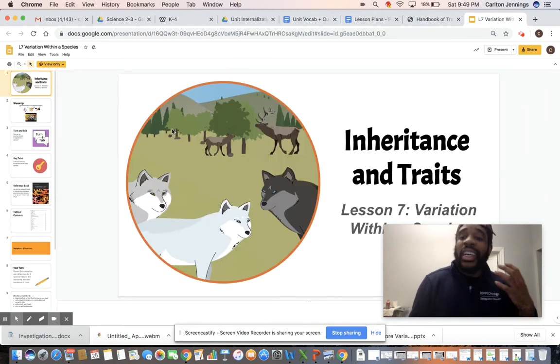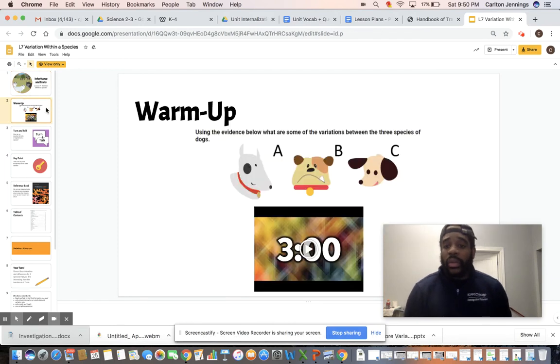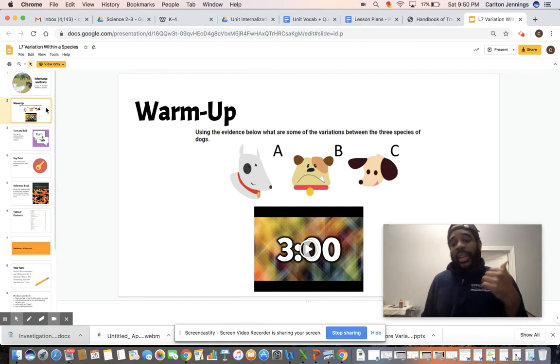So, still focused on inheritance and traits, so we can go back to Yellowstone National Park and figure out why wolf 44 is a different gray than the other wolves. We have a quick warm up here. I want you to use evidence below and figure out what are some similarities and variations of these three dogs. So this is your thinking task. We're not going to take 3 minutes to do this warm up, but I do want you to think about the similarities and the variations. Get ready, go.